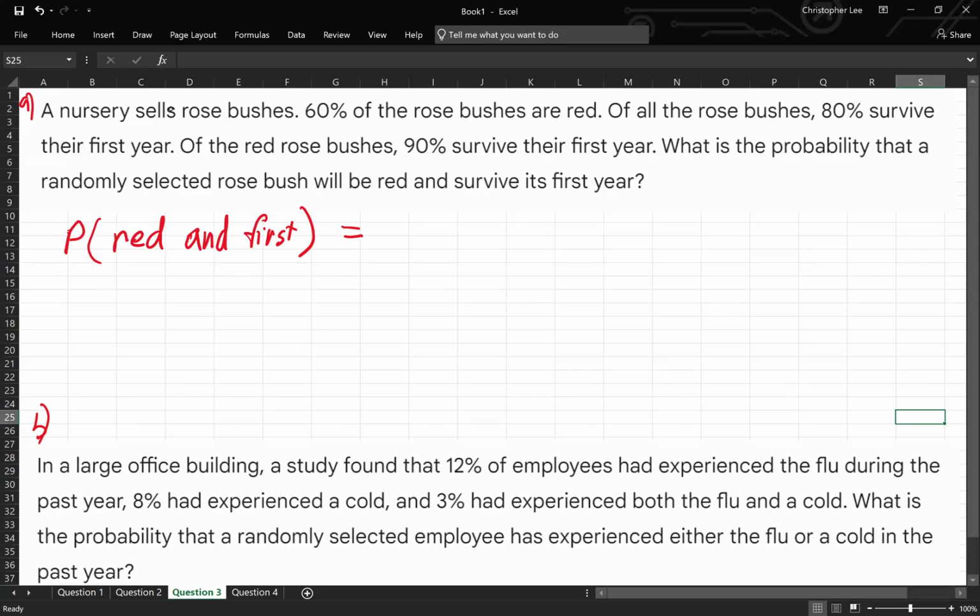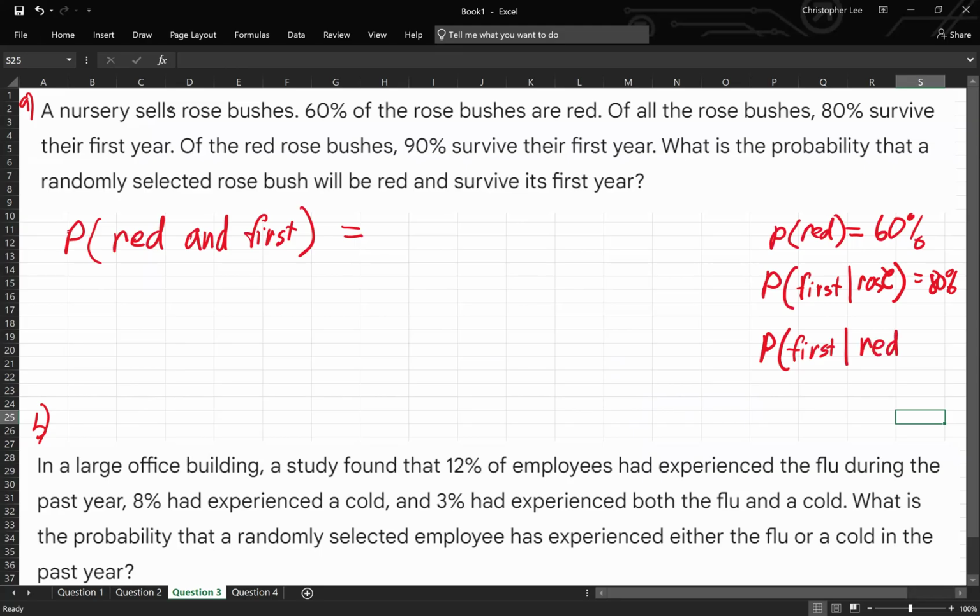So this is what they're asking me to do, right? Let's look at what I have, right? So I have the probability of red, which is 60%. I have the probability of first given rose, that's 80%. And then I have the probability of first given red. That's 90%. Okay.